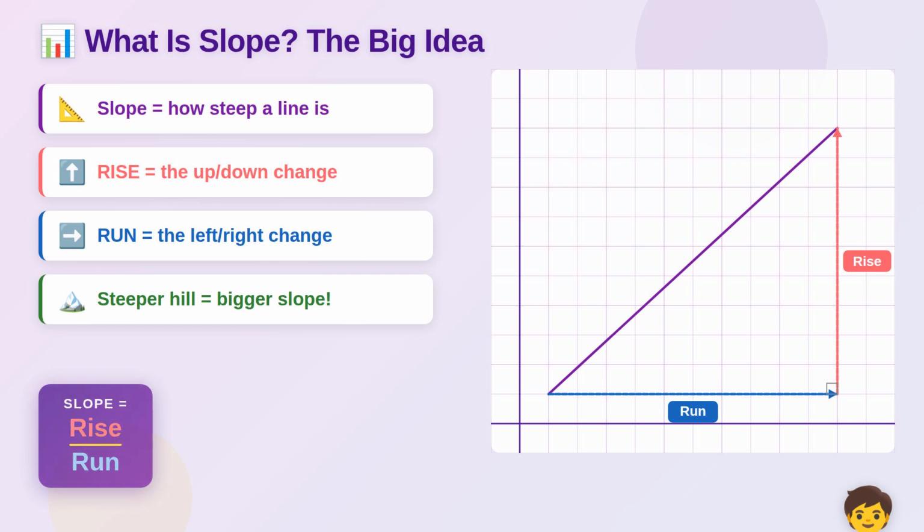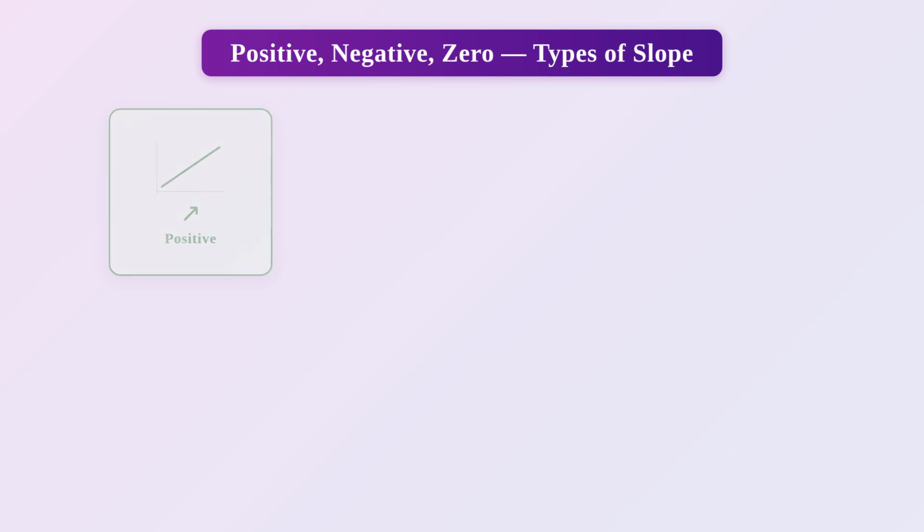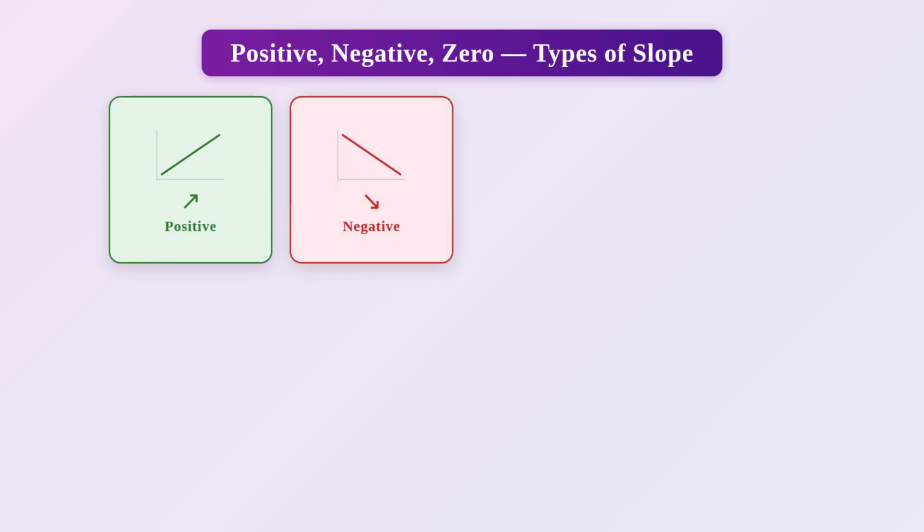Maya's hill, it has a big rise and a short run, which is exactly why it's so hard to climb. The steeper the hill, the bigger the slope. Here's something really cool. Slope isn't always positive. There are actually 4 types.